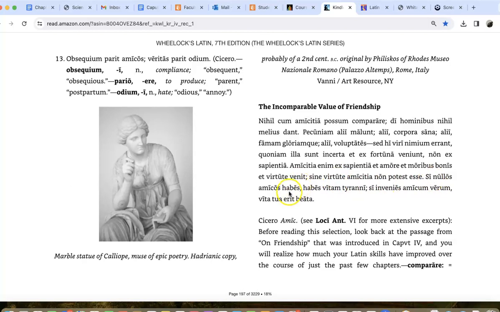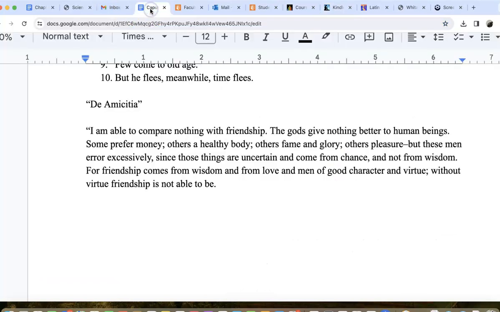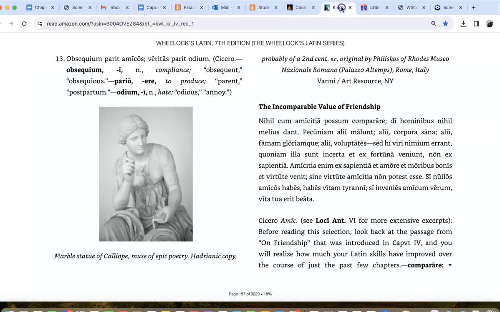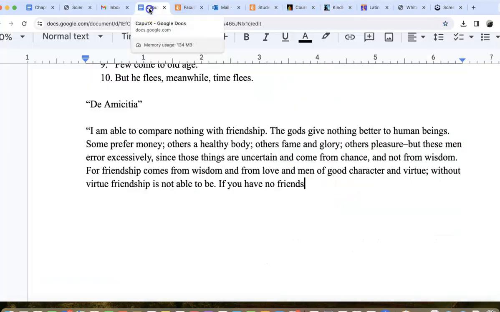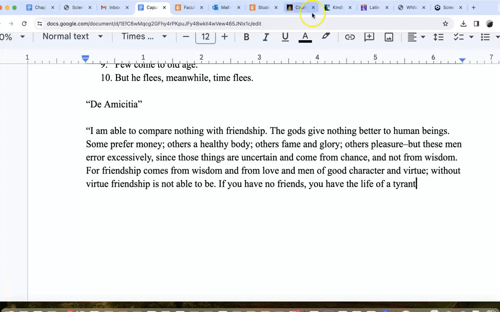If you do not have any friends, so habes is second person singular because it ends in S. So again, this is introduced again at the beginning of this chapter. So if you have no friends, you have the life of a tyrant. Now, what does that even mean?